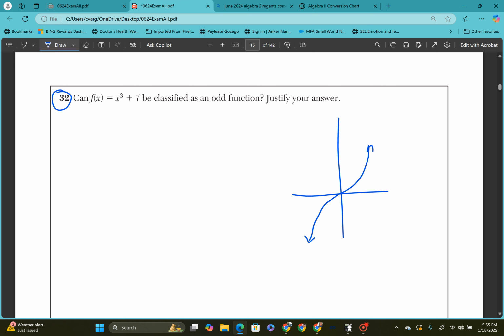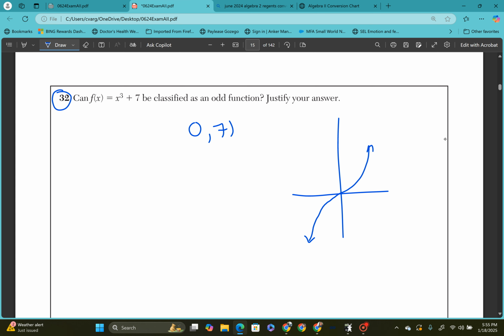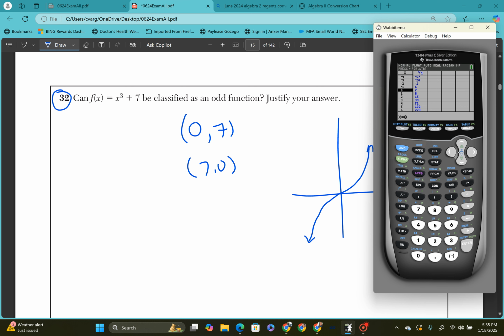All right, so I went ahead and plugged my function into my calculator, and it does not go through 0, 0. I could also test it: if I take the coordinate 0, 7 and switch it to get 7, 0, it has to go through that point. Let's see if it does. 7, 0 is not part of our answers. So this is not odd.